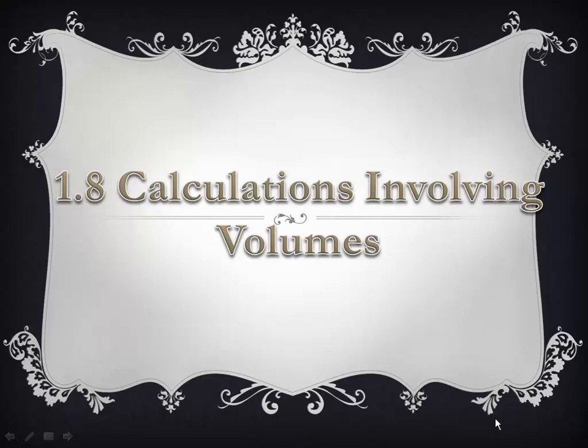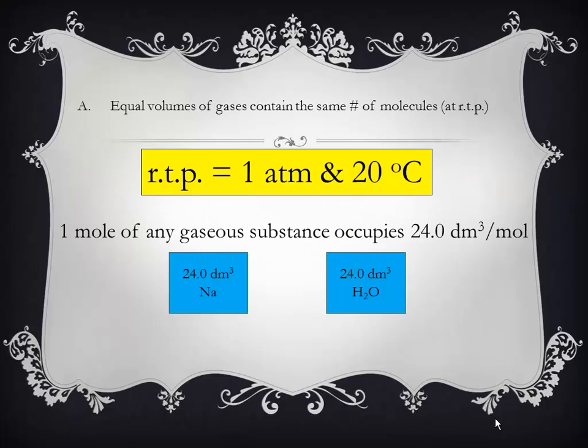Alright, this is 1.8, calculations of volume, molar volume basically. It's defined as room temperature and pressure that any gas will contain 24 liters per mole. RTP is defined as 1 atmosphere or 101.325 kilopascals and 20 degrees Celsius or 293.15 Kelvin.